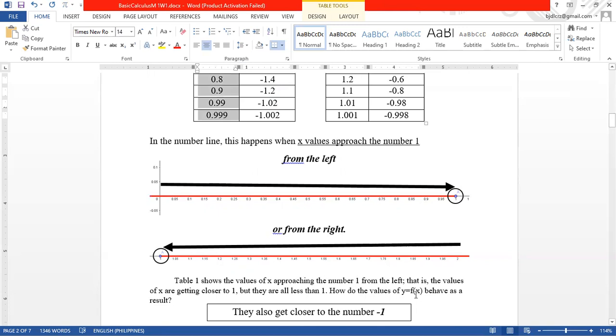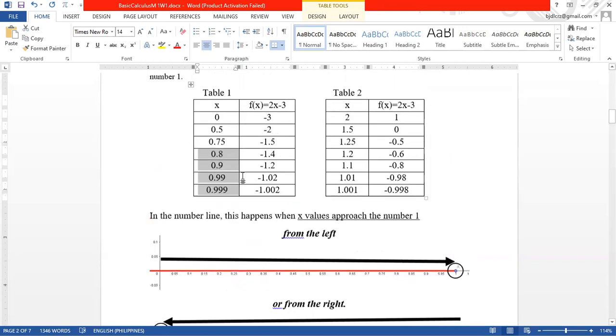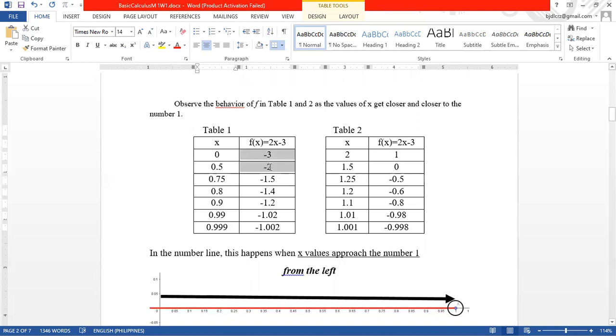How do the values of y is equal to f of x behave as the result? So they also get closer to number -1. So tanawa ang iyang f of x. As you can see, from 0, ang x na to is 0. Tapos dire sa iyang f of x is -3. Nagkadako hantod siya sa -1.002. So nagpa-approach pud siya sa -1. Wala siya nag-exact gihapon pero paingon lang siya sa -1.